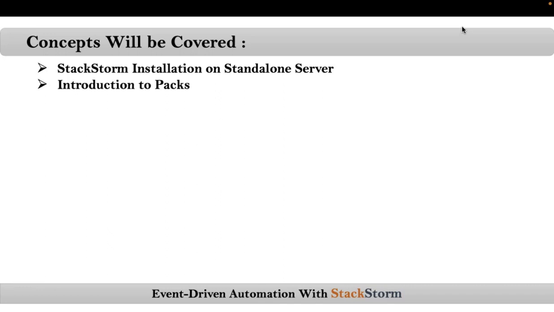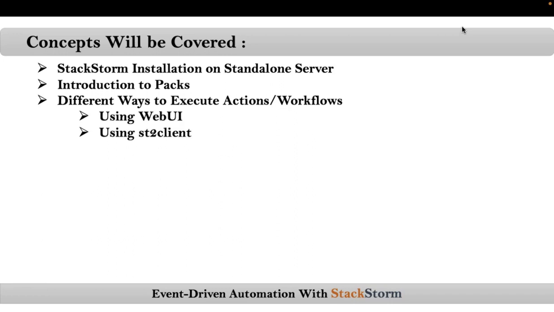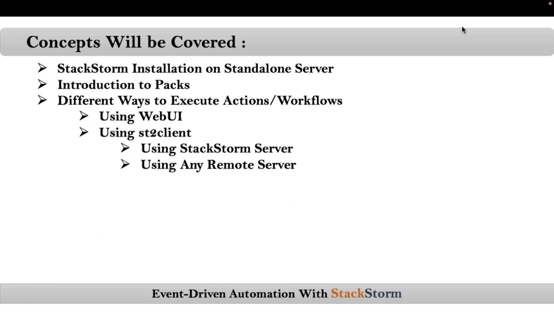Now let me go through the concepts covered in this course. We'll start with StackStorm installation on a standalone server. There are different ways, but to practice, we will go with the standalone server installation. Then we will see an introduction to packs. Then we'll go through the different ways to execute actions or workflows. There are three ways: using the web UI, using the st2 client, where you can directly run your actions or workflows from the StackStorm server itself, or configure the st2 client on any remote server and execute them from there. And the last option is using REST APIs.